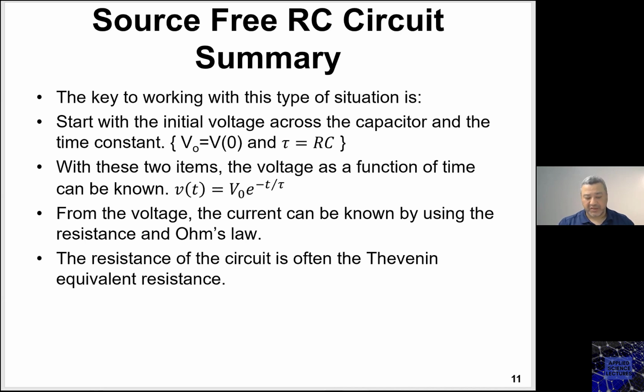The response is an exponential response, right? And the time it takes to reach 36.8% of the initial value of the voltage is called tau. Okay? Then you can also calculate the current, the power, and the energy based on the circuit that you have.